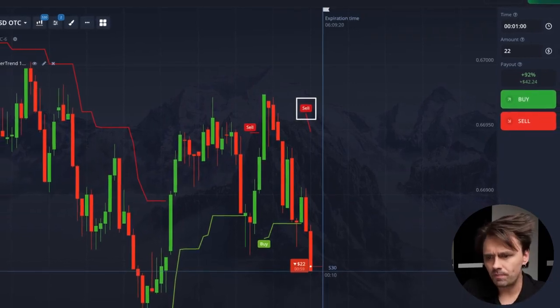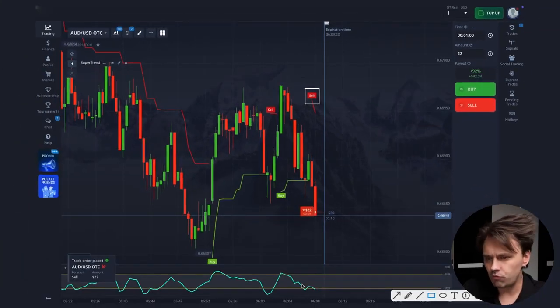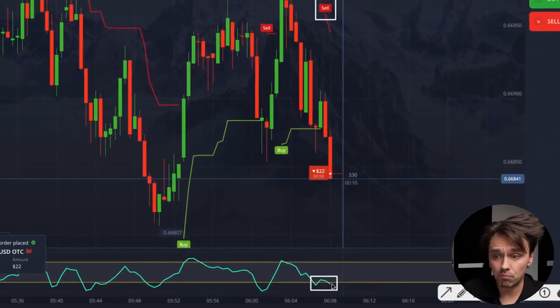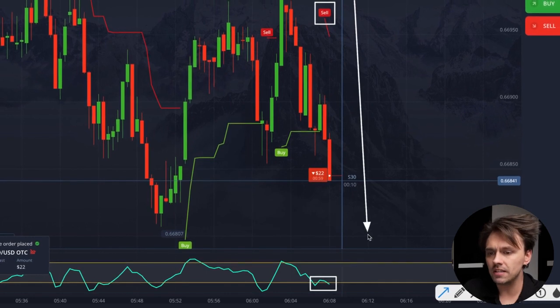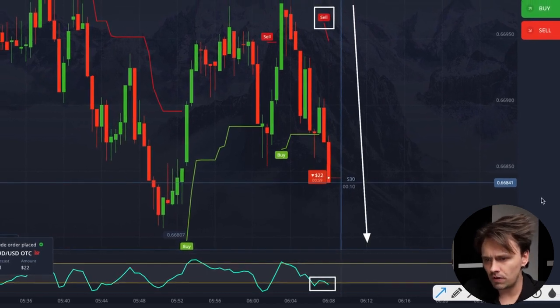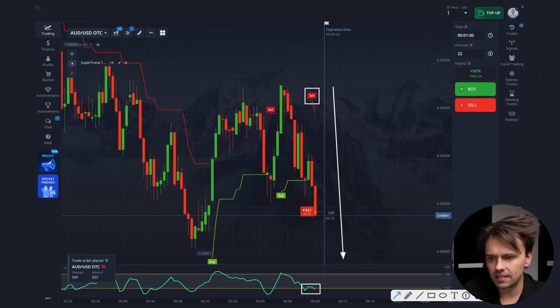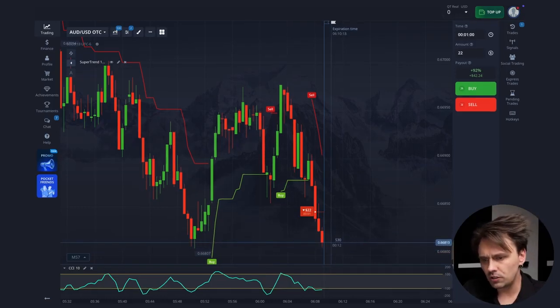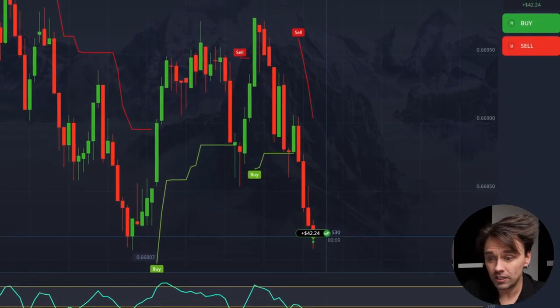This is not a reversal, it's a pullback within the decline. The price couldn't consolidate above the SuperTrend level and went back under seller pressure. The CCI line is deep in the negative zone and pointing down. This indicates the momentum is distinctly bearish. So SuperTrend is already in sell mode, CCI confirms the downward momentum, and the candles show the real dominance of the seller. The market is not reversing, it's continuing its downward movement within the structure. So we're waiting for the trade to close, and the trade brings me $42 plus. Pretty good start. Let's continue.